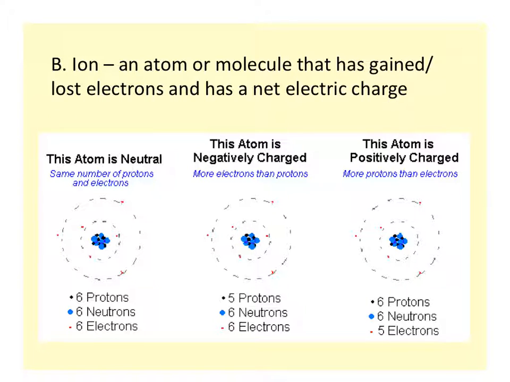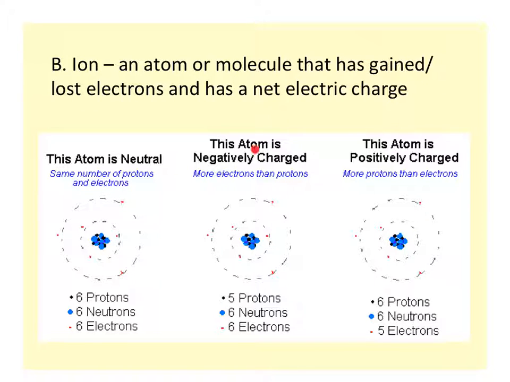Ion: an atom or molecule that has gained or lost electrons and has a net electric charge. So for example here, if we look at all 3 of these individually, we have 6 protons, 6 neutrons, and 6 electrons. So since we have the same number of protons and electrons, this atom is neutral.